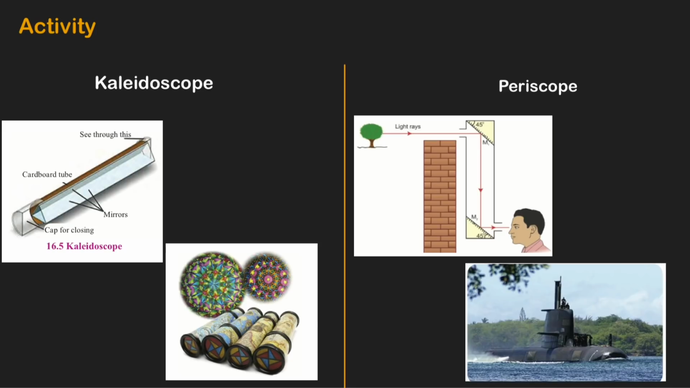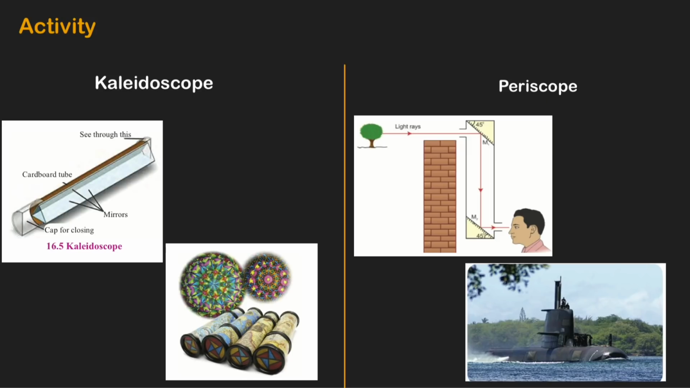The next point, you also did some activities to understand the concept of reflection of light through the kaleidoscope and periscope. The first one is the kaleidoscope. This device works on the principle of multiple reflection of light. Here, two or more mirrors are inclined to each other. We can see the image inside the kaleidoscope.